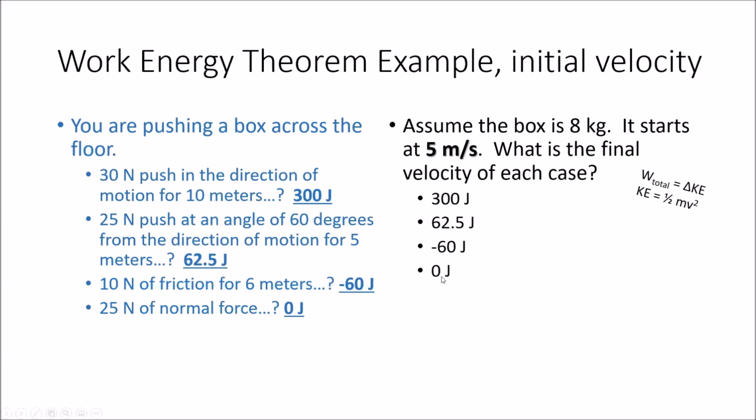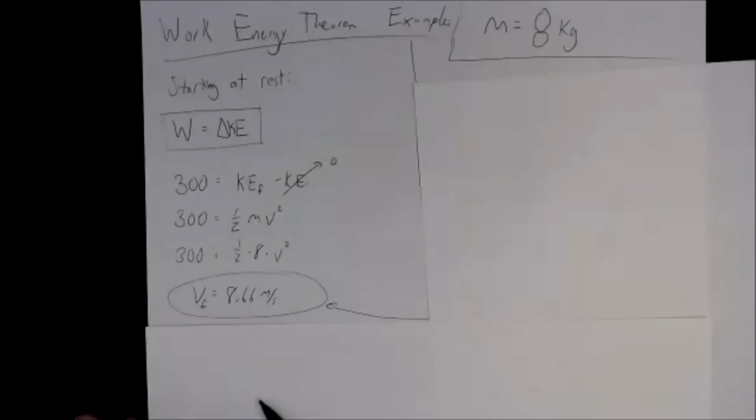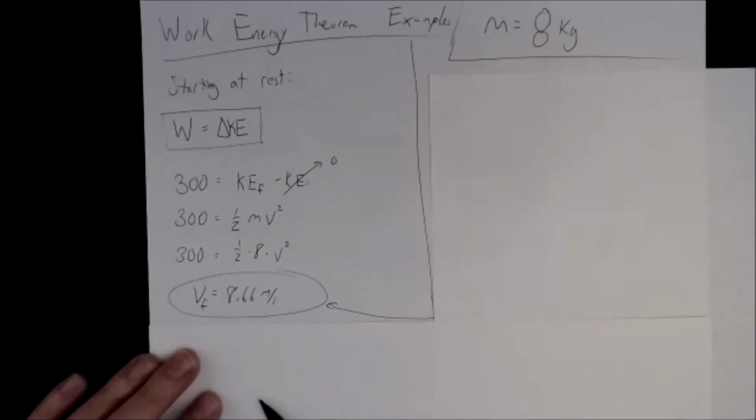Alternatively, we could do this exact same problem where the box is still 8 kilograms, but it starts off at an initial velocity of 5 meters per second. It does not start off at rest, it starts off at 5 meters per second. What is the final velocity in each of these cases? I have that all prepared here.